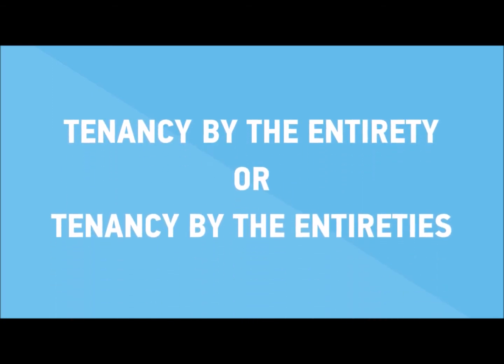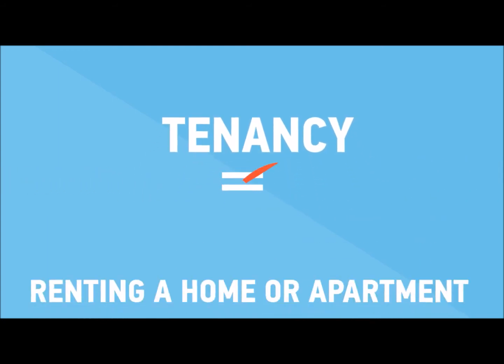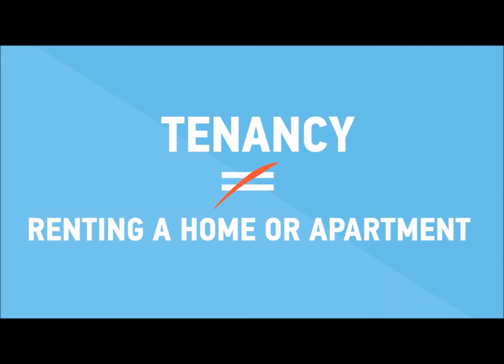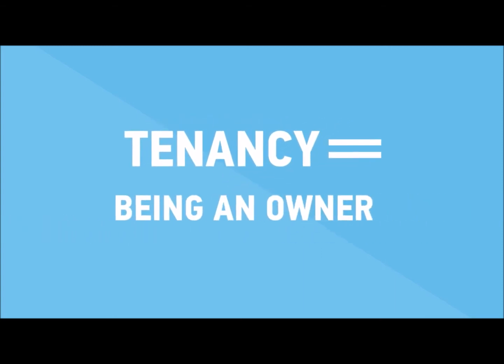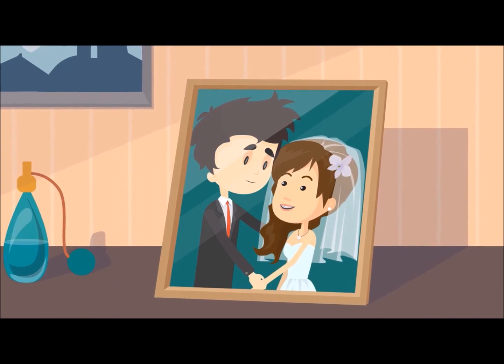This is called tenancy by the entirety, or tenancy by the entireties in legalese. Each person in this shared ownership is called a tenant by the entirety. Even though it uses the word tenancy, it has nothing to do with renting property from a landlord. Here, tenancy means being an owner. Tenancy by the entirety only applies to couples who are married to each other.